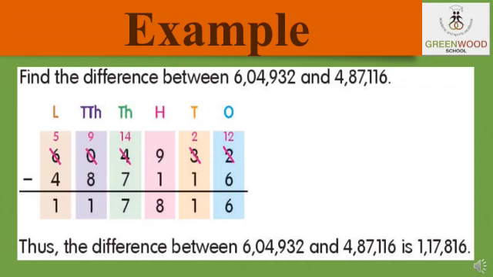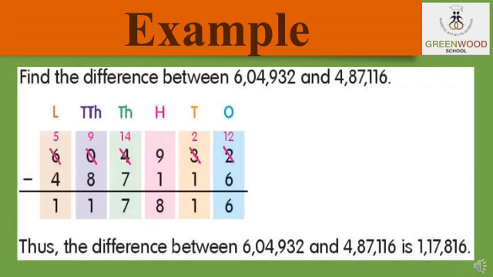Step 4, subtract the thousands. 4 minus 7, yes, we need to borrow a number from 10,000, but 10,000 has 0. So first 10,000 will borrow a number from lakh. So that 0 will become 10. But from that 10, we need to give one number to 1000. So that 10 will become now 9. So first we'll subtract the 1000 place. That is 14 minus 7, which is equal to 7.